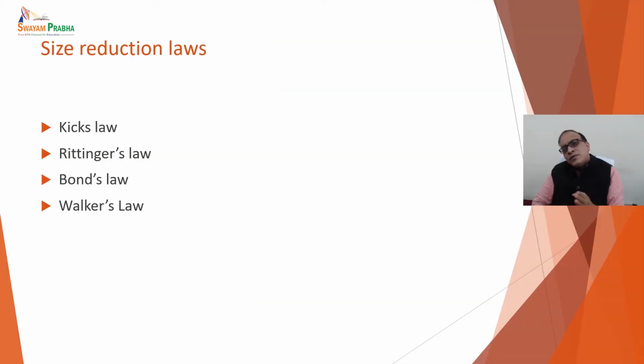When we are moving for the size reduction, we must be well versed with the size reduction laws. What are the theoretical laws? What are the theories behind the size reduction? So let's see them. These are the four major things you can see: Kick's law, Rittinger's law, Bond's law, and Walker's law. So these are the four laws. Let's see them one by one.